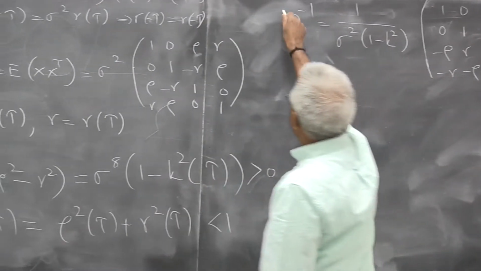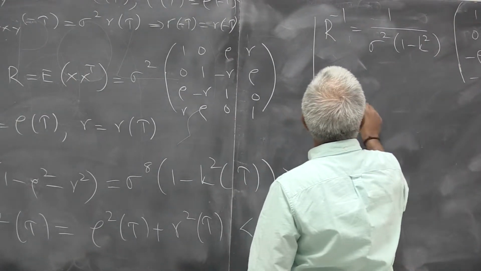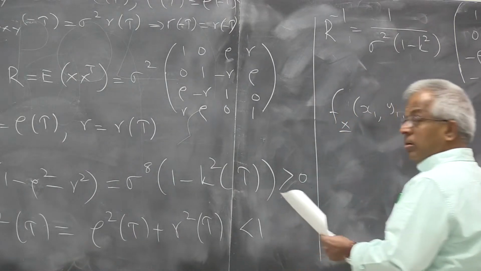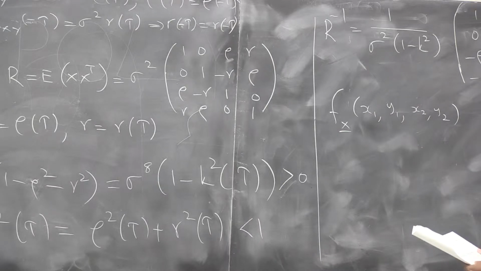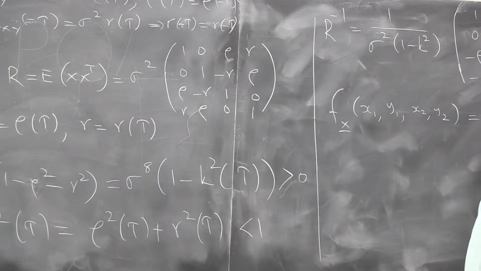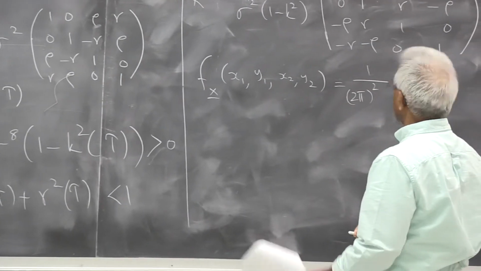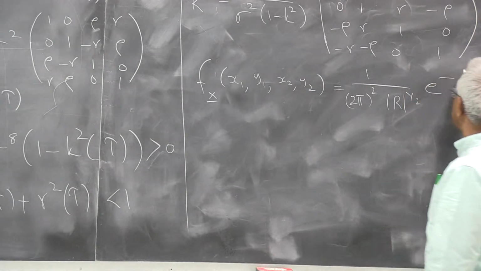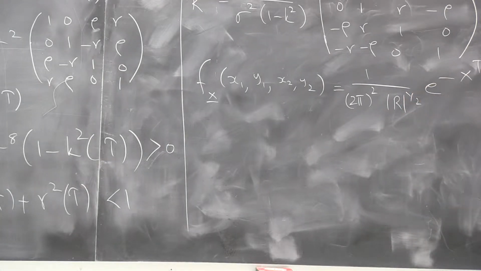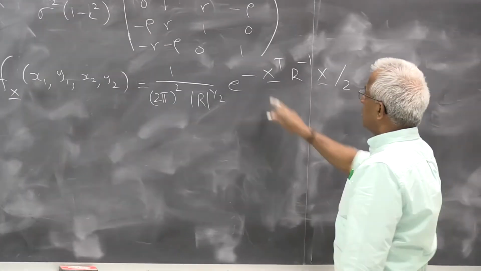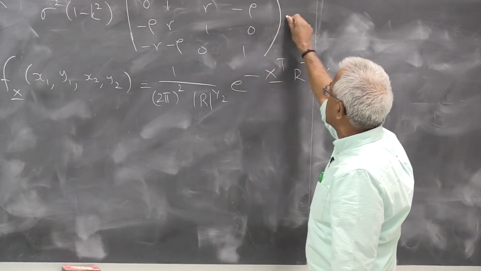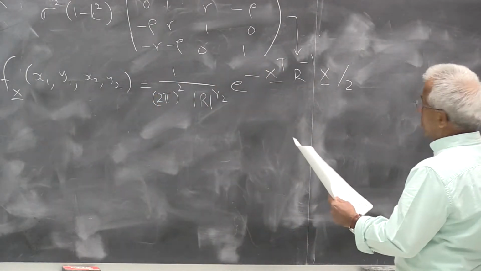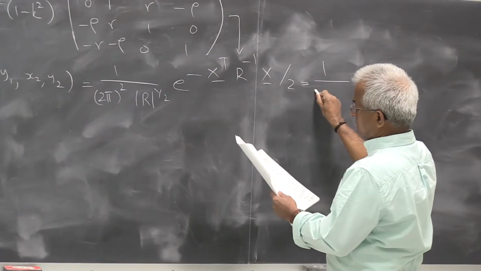Now, with R inverse, we are ready to write down the joint density function of x1, y1, x2, y2, which will turn out to be 1 over 2 pi squared times determinant R to the power half, times e to the power minus x transpose R inverse x divided by 2. This is a standard expression, and this is the reason I wanted R inverse. So we take this R inverse, plug it in here. The determinant is here, we plug this in here. So I'm going to write down the result.